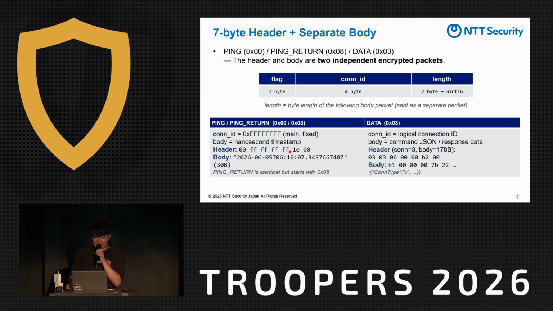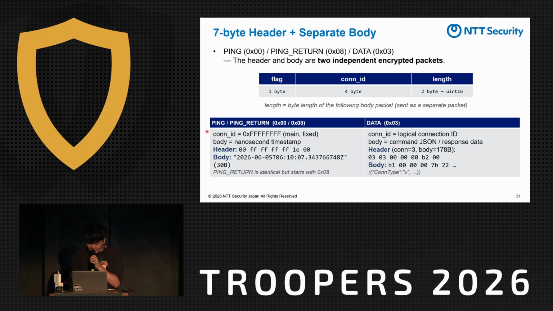And this slide explains the 7-byte header plus separate body format in the MUX protocol. It is used for pings, ping returns, and data messages. Its key characteristic is that the header and the body are sent as 2 independent encrypted packets. So the 7-byte header consists of a 1-byte flag, a 4-byte connection ID, and a 2-byte length. The length field indicates the byte length of the body that follows as a separate packet.